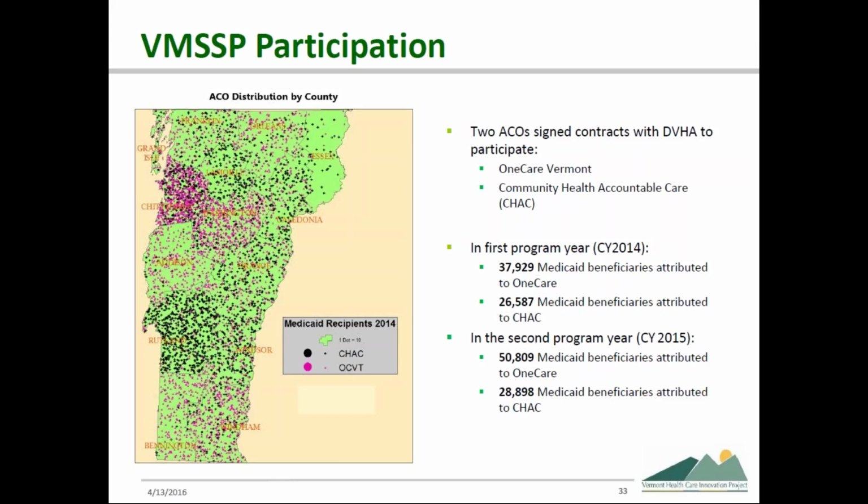I'll now spend a little bit of time walking through some specifics of the Vermont Medicaid Shared Savings Program itself. 2014 was our first performance year, and at the onset, 2 of the 3 ACOs operating in Vermont signed contracts with DVHA to participate. The first is OneCare Vermont, an ACO comprised of the majority of the hospitals in the state.